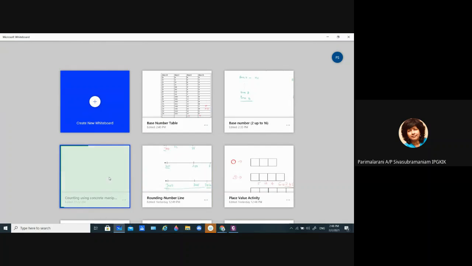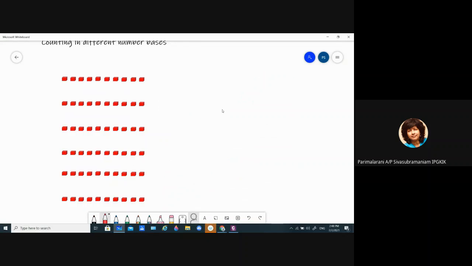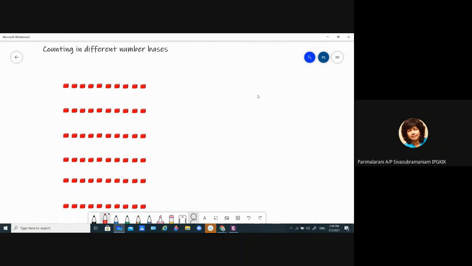The next thing that we're going to look at is how to count using number bases. Supposing you were given 10 concrete blocks here, so you have 10 cubes, and you want to count in base 2. You know that in base 2 you group in twos. So you have one group of twos, two groups of twos, 3, 4, and 5. So we have 5 groups of twos here. So how are we going to write our numbers? Our base 2 numbers are like this.